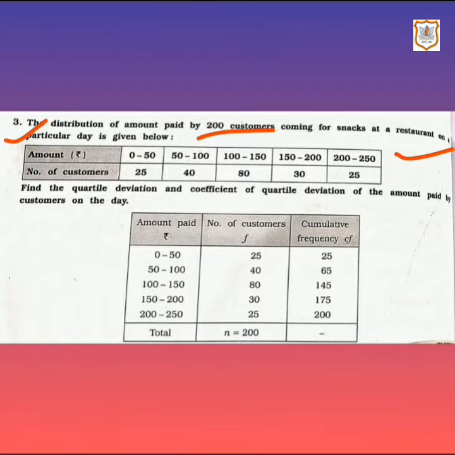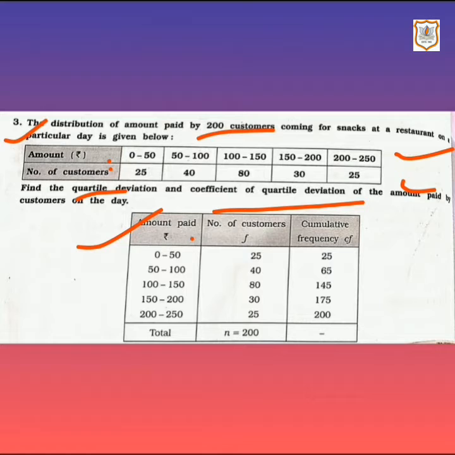Now let's read the question 3. The distribution of amount paid by 200 customers coming for the snacks at a restaurant on a particular day is given below. Here amount is given and number of customers, that is frequency, is given. And what we have to find is the quartile deviation and coefficient of quartile deviation of the amount paid by the customers on the day. Here we have prepared the table.